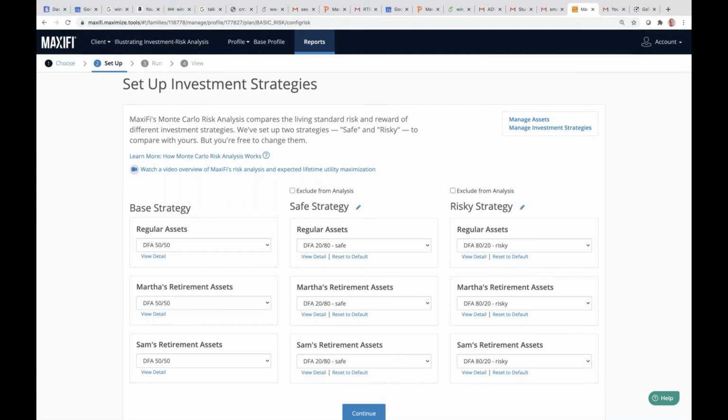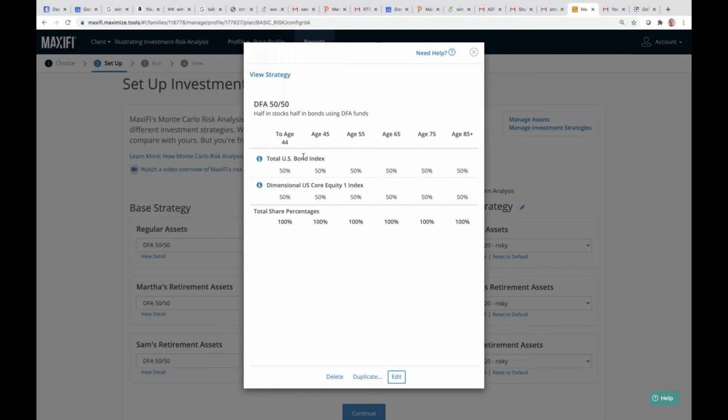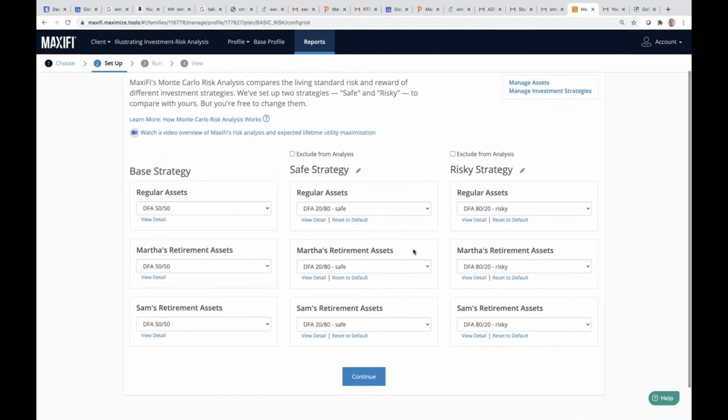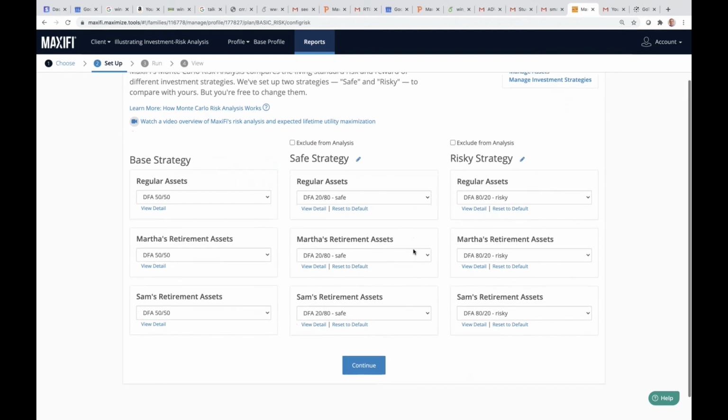You then will set up the base strategy, the safe strategy, and the risky strategy. And you can always look at the details. This is 50-50 stocks, bonds every year, and it can be time varying if you want, but it's actually quite simple to use. And we have a video tutorial that helps you understand how to use the interface here.